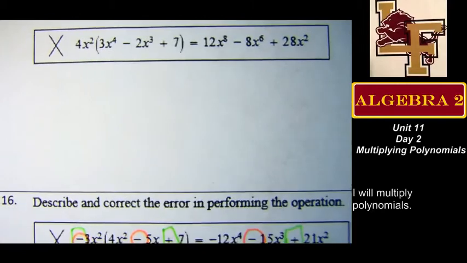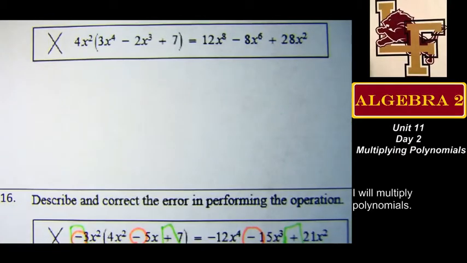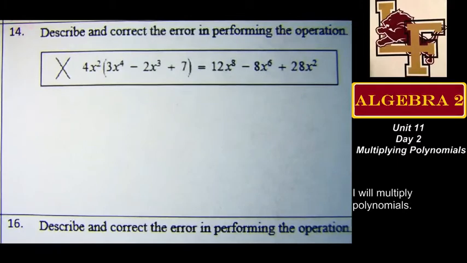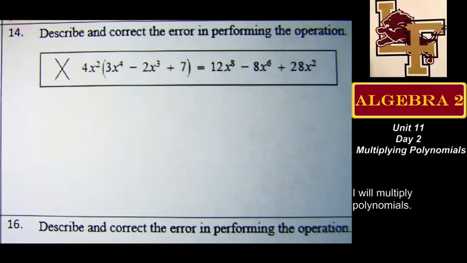Glance at 15. We have another error. I'm sorry, 14. Looking at number 14, there's another error. The exponents are incorrect. What did they do here to generate the exponents? Yeah, they multiplied the exponents instead of adding them. All right, that's it. Good job, guys.